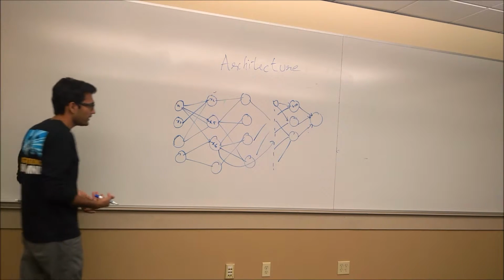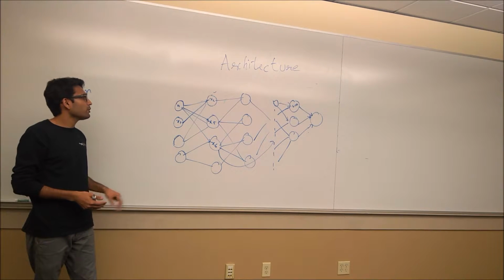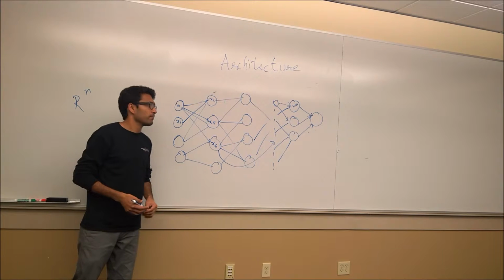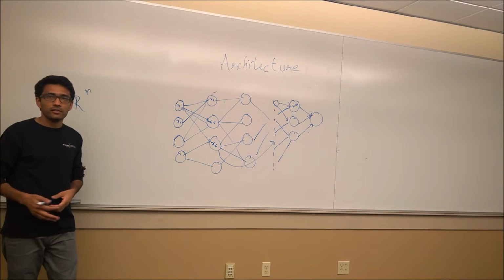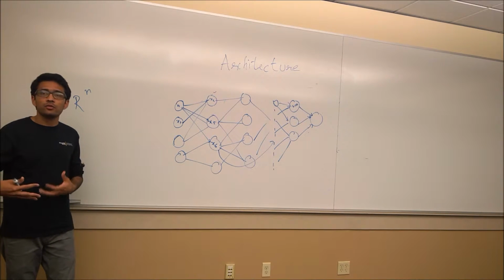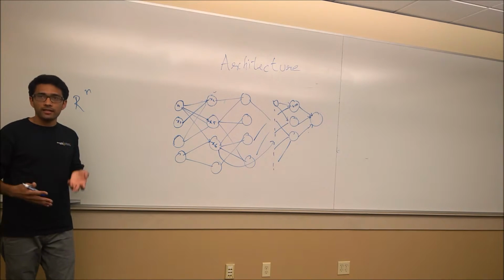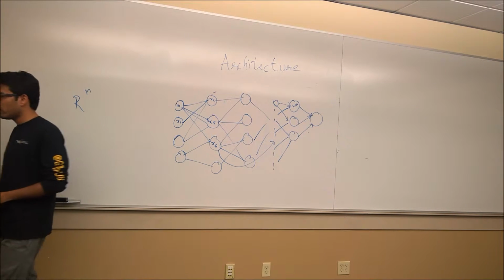There's a lot of empirical evidence that shows that when we use deep neural networks, we can get better results in terms of generalization results. Deep neural networks generalize to unseen data better than neural networks with just one hidden layer.